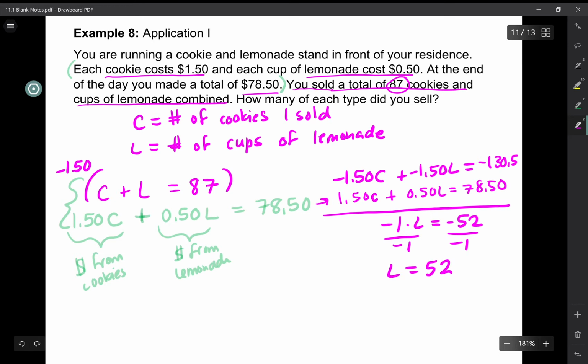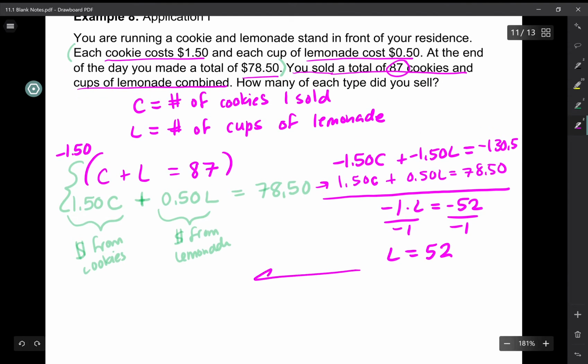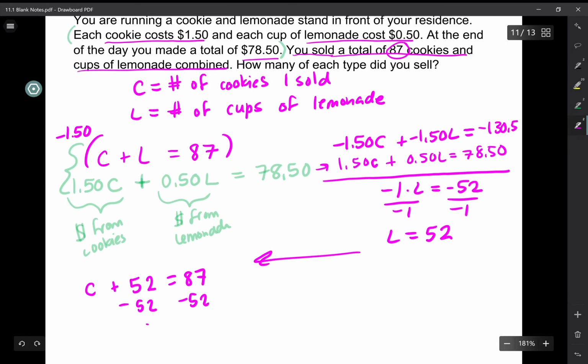So that means I sold 52 cups of lemonade. Substituting this back in, I know the number of cookies plus the number of cups of lemonade is equal to 87. Subtract 52 from each side. And I get C equals 35. So that means I sold 35 cookies and 52 cups of lemonade.